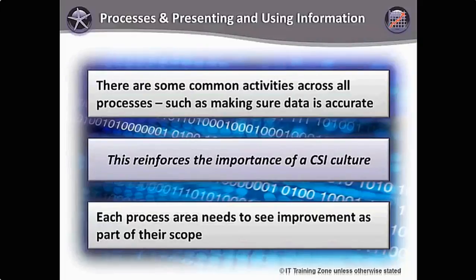You can see from the areas we've discussed that there are some common activities across all processes, such as making sure that data is accurate and carrying out fine-tuning that doesn't require business approval. This reinforces the importance of a continual service improvement culture. Without this, the individual process areas may not see the improvement activities as part of their scope and will not carry out these common activities.